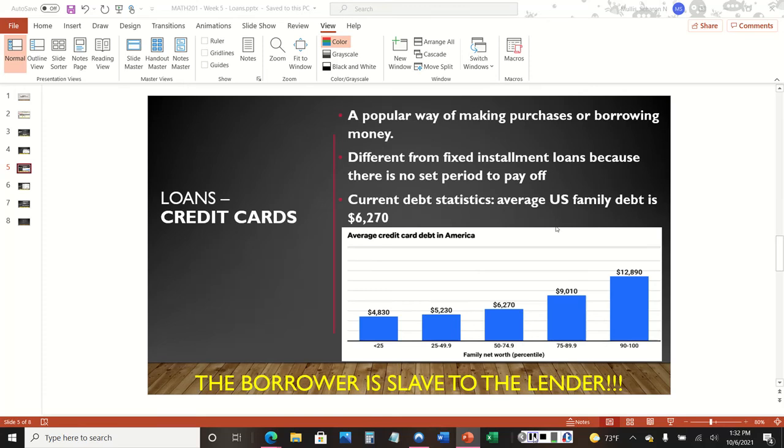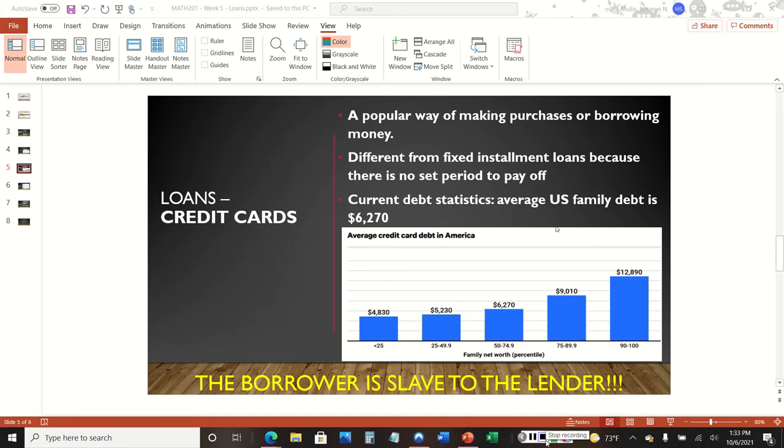When you get to the 25 to 49.9% percentile, the average credit card debt is $5,230. When you get right in the middle with the 50% to 74.9%, that's that average that we talk about, $6,270 of credit card debt. And then as you go up with the percentile of the net worth, you see as you continue to increase your net worth, that credit card balance increases as well.